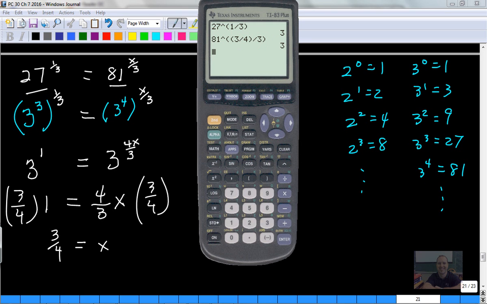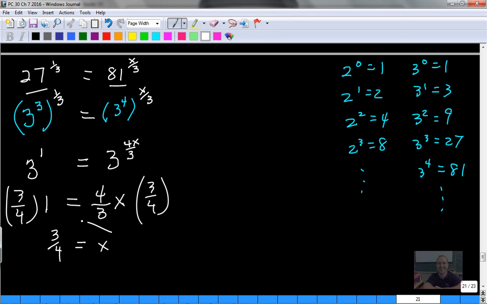And over here, 81 to the power of 3/4 divided by 3, and be careful with your brackets here if you're testing this on your calculator. 81 to the power of 3/4 divided by 3 is also 3. So we've got the correct answer here. Okay, that was a bit tougher, but again, that's how you do that. Rewrite with the same base and then solve a simple algebraic equation.